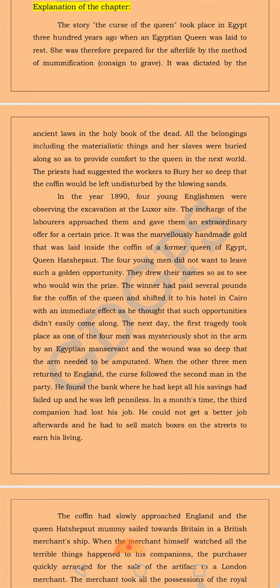In a month's time, the third companion had lost his job and he couldn't get a better job afterwards. So, to earn his living, he had to sell matchboxes on the streets. Okay, so this is the explanatory part. We will be discussing more about the chapter.